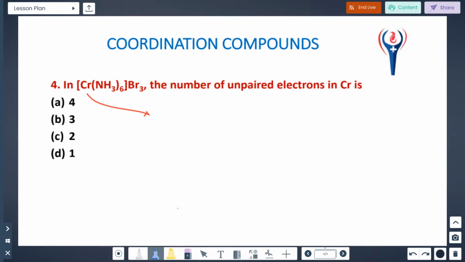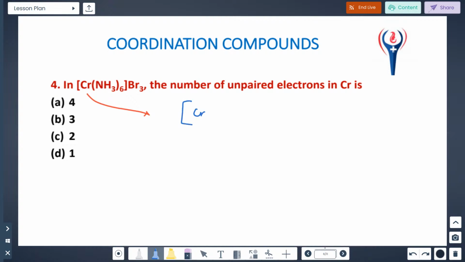Before, we found the X value for neutral complexes. But here, a cation is present and an anion is also present. First of all, you split the complex into two kinds: first always the cation, next always the anion. So how to split this one?